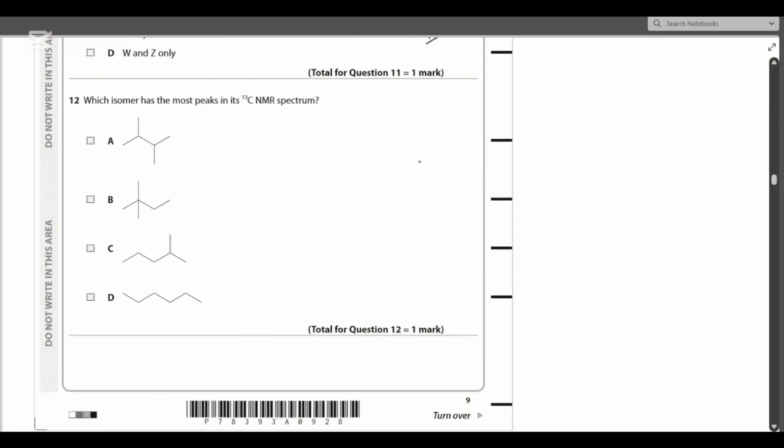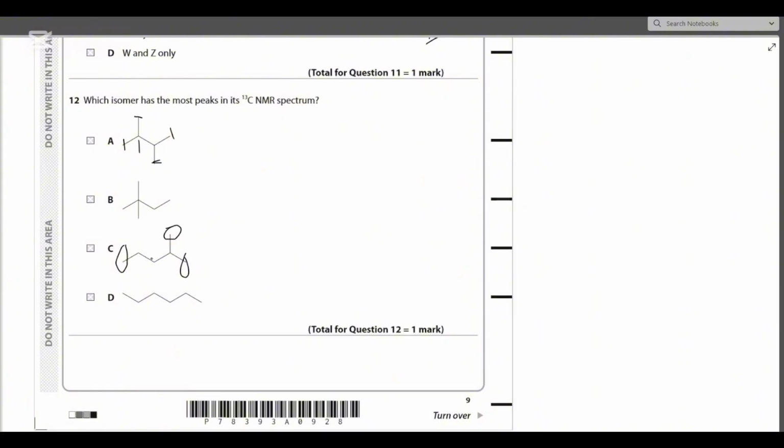Number 12, they asked which isomer has the most peaks in its carbon-13 NMR. Now in its carbon-13 NMR, we can see very clearly that we have one environment here, and this one two environments. If I talk about this one, we have two environments, actually three environments right here. If I talk about here, we have one, two, three, four, and do we have a fifth one? Yeah, we have a fifth one here as well.